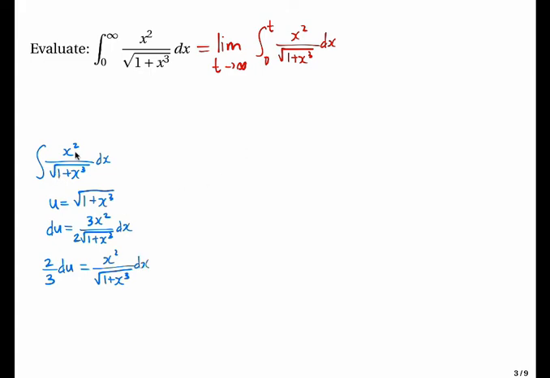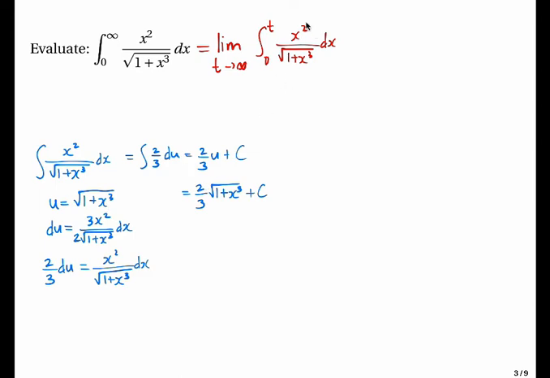So what does this mean? This integrand here will be replaced by 2/3 du. So we have the integral of 2/3 du, and this is just 2/3 u plus the arbitrary constant c. And if we bring back the variable x, this is just 2/3 square root of 1 plus x cubed, and then you have the plus c.